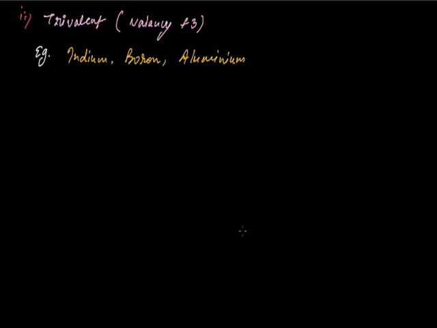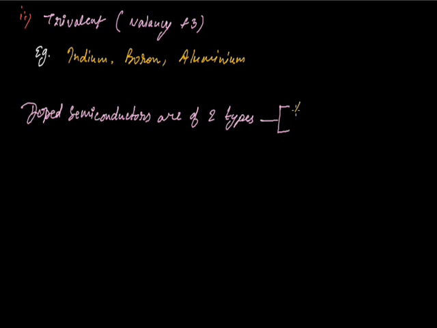Silicon or germanium, the pure semiconducting materials, are mixed with these impurities, or you can say these impurities are added to some extent in pure silicon or germanium semiconducting materials. So according to the impurities added, the impure semiconductors or doped semiconductors are of two types. First is N-type semiconductors and second is P-type semiconductors.